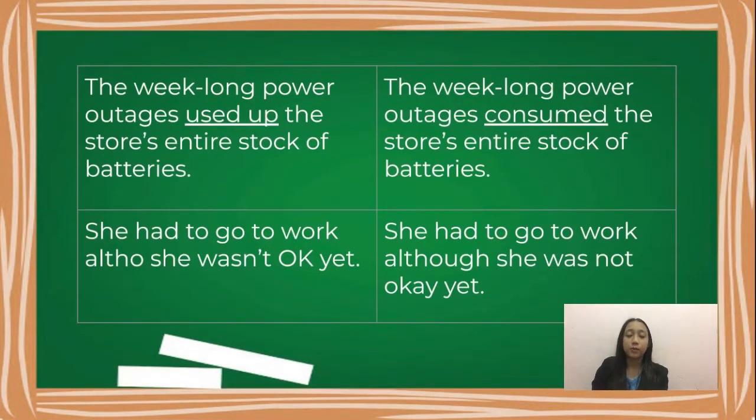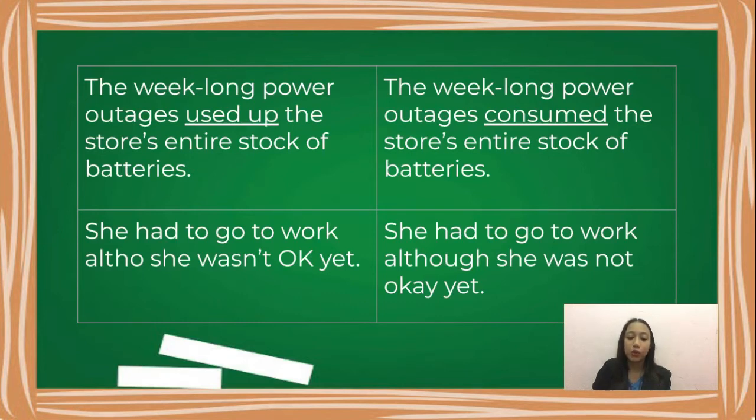Let's try to compare these examples. The week-long power outages used up the store's entire stock of batteries. Used up is a phrasal verb. So instead of using used up, we use consumed. The formal version is: the week-long power outages consumed the store's entire stock of batteries.